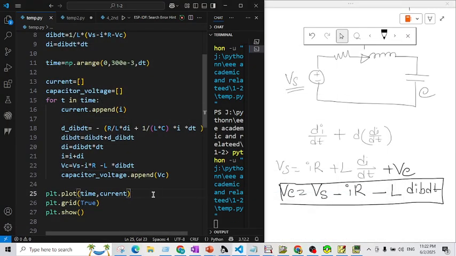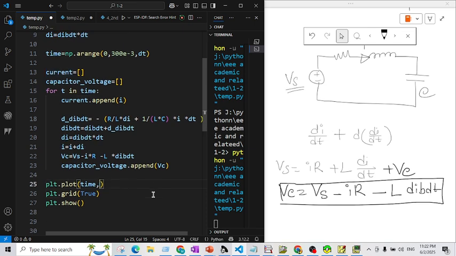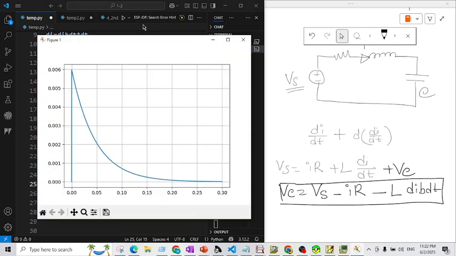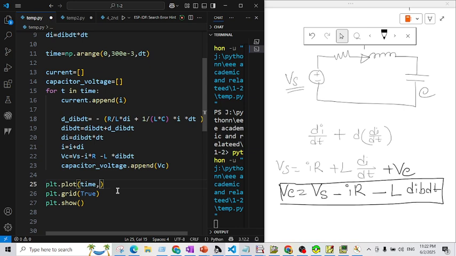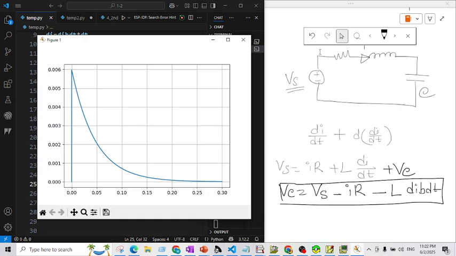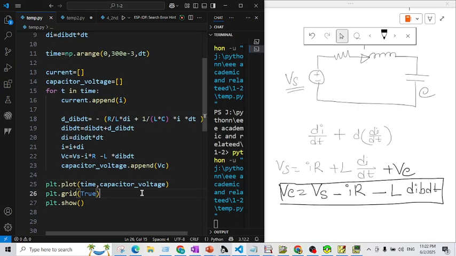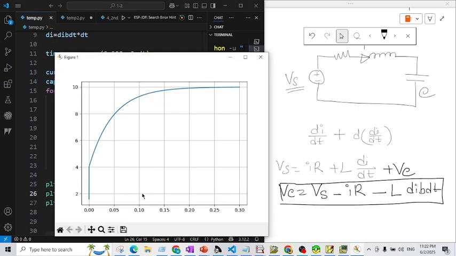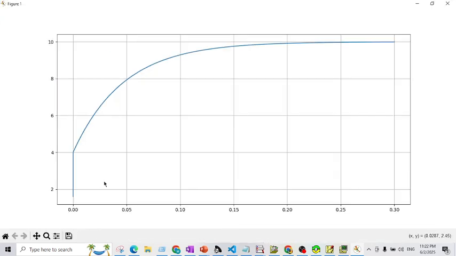Now we want to see the time versus capacitor voltage. If I run this code, let's see what the capacitor's voltage graph is. Okay, so the capacitor's voltage looks like this. It's increasing up to 10 volt. So what has happened here?